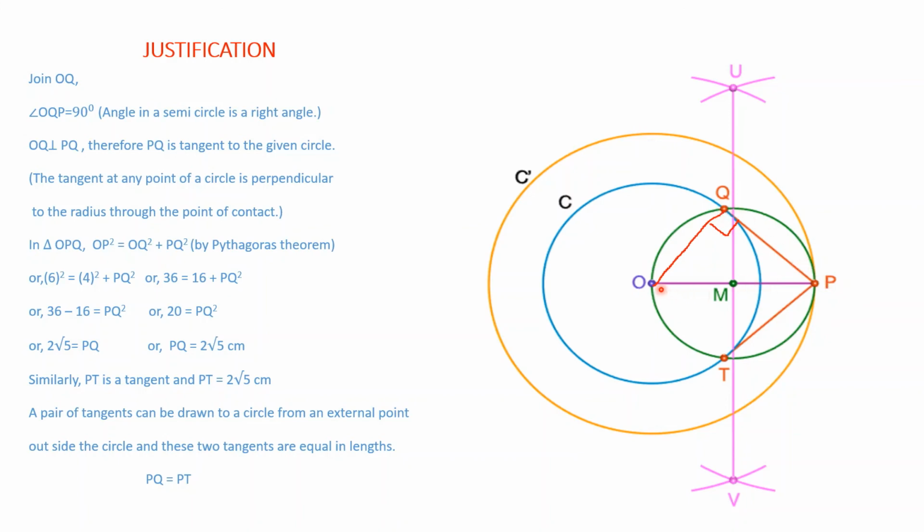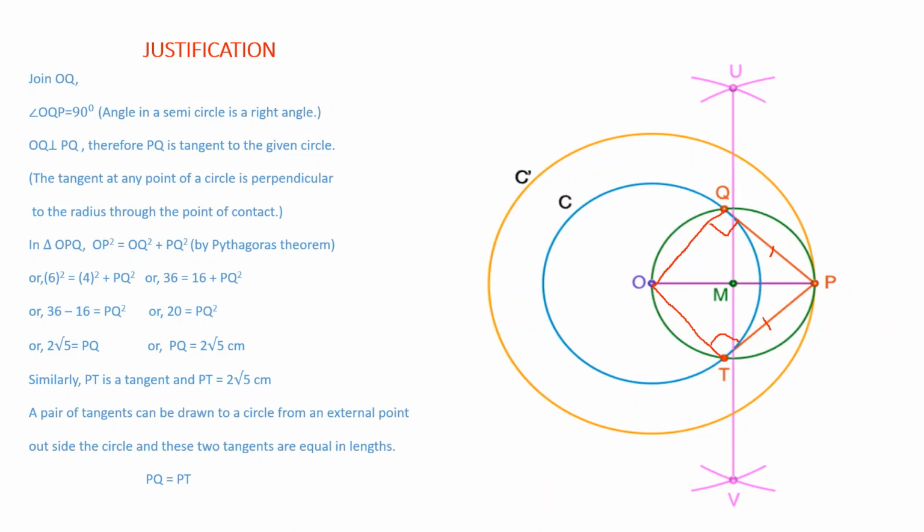Similarly, we can join OT, and as you know, this is a right angle. We can find in this triangle OTP that the value of PT also is 2 root 5 centimeters. So we see PQ and PT both are equal.